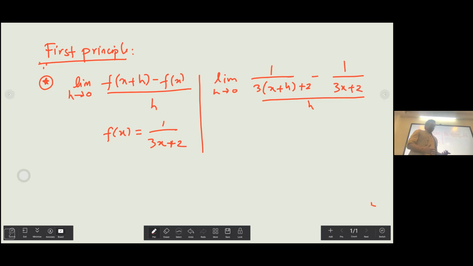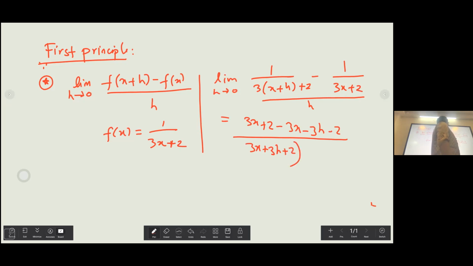And next is the simplification, like how do we simplify? Basically you take the LCM of this, so it becomes 3x plus 2 minus 3x minus 3h minus 2, over 3x plus 3h plus 2 in one bracket, and the other bracket is 3x plus 2, and the whole thing divided by h, so that takes h out here. So that's your basic step here. I'm not writing limit h tending to 0, but you need to write limit h tending to 0 until the very end.